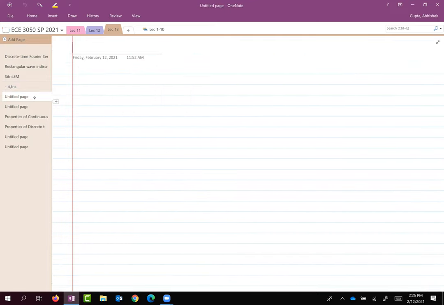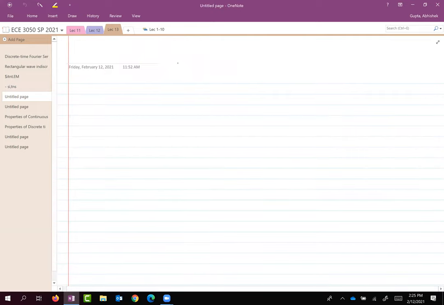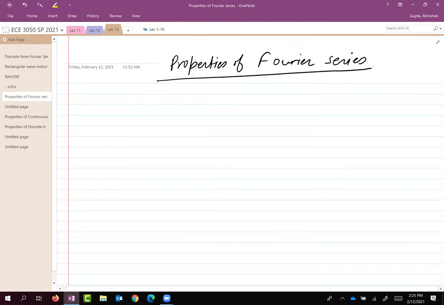Okay. The next topic that I want to cover is properties of Fourier series. I'm not going to go over a lot of the properties because it's very similar to the continuous time case. So let me just cover a few of them that are non-trivial. The first property is that of multiplication of signals.